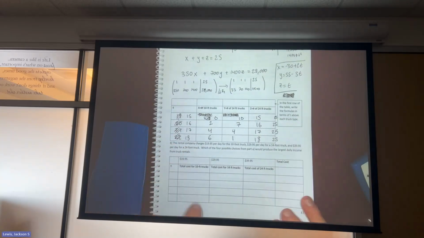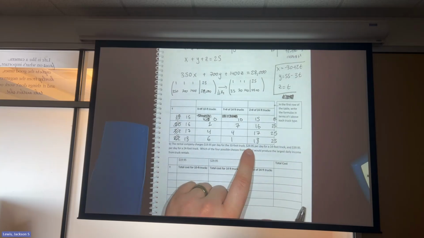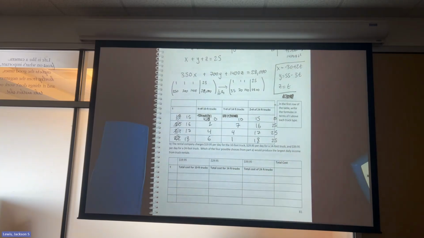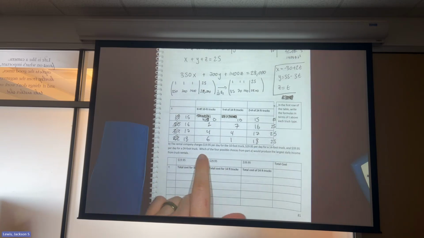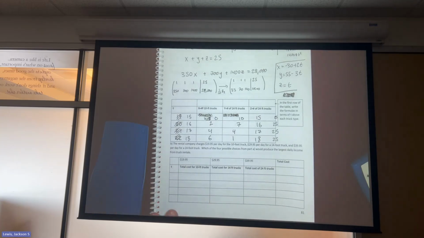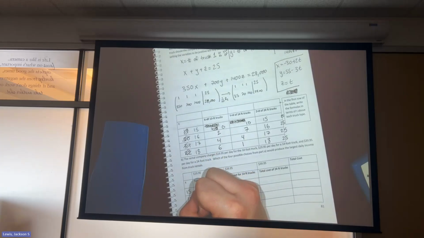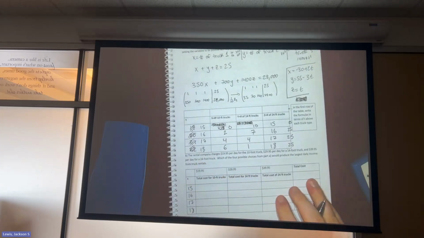Then it says that the rental company charges $19.95 per day for the 10 foot, $29.95 for the 14 foot, and $39.95 for the 24 foot. Which of the 4 would produce the largest daily income from rental trucks? So the total cost will just be adding up the cost of each truck. So 15, 16, 17, and 18.